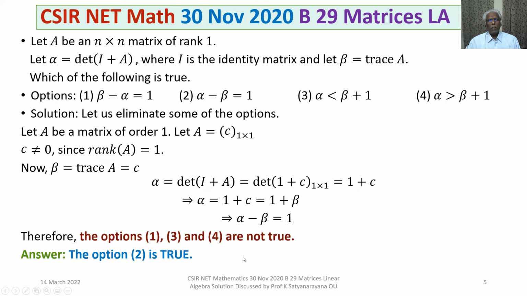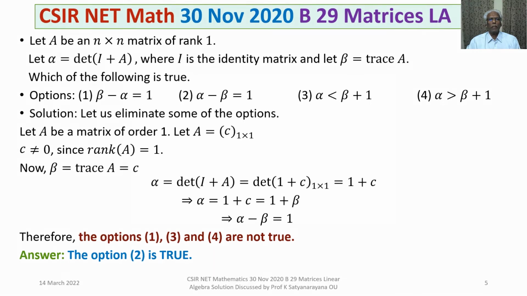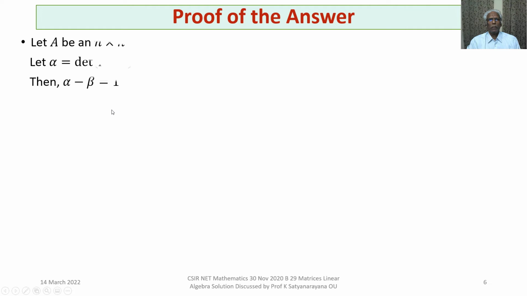But we ask, what is the proof of this, alpha minus beta is equal to 1, in a general situation when A is an n by n matrix? I want to give you a proof of that in a general setup. So that we will do in the subsequent slides.